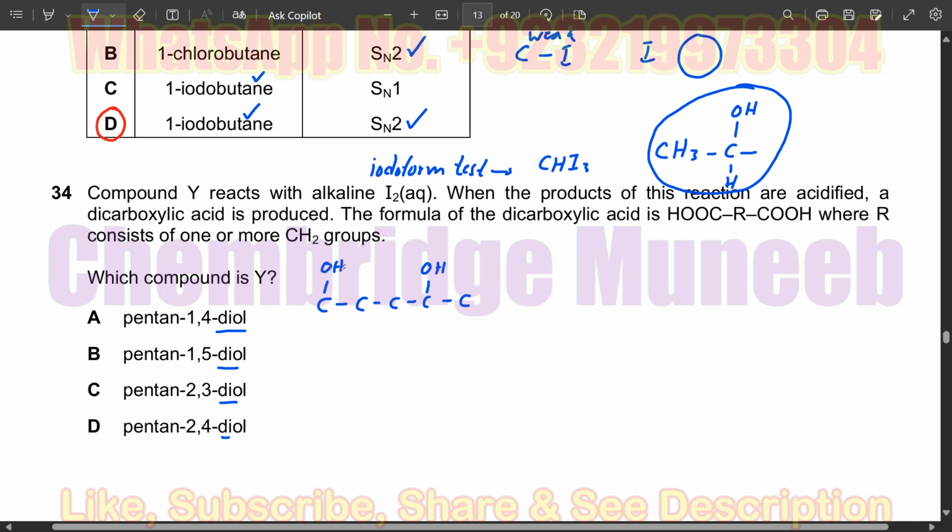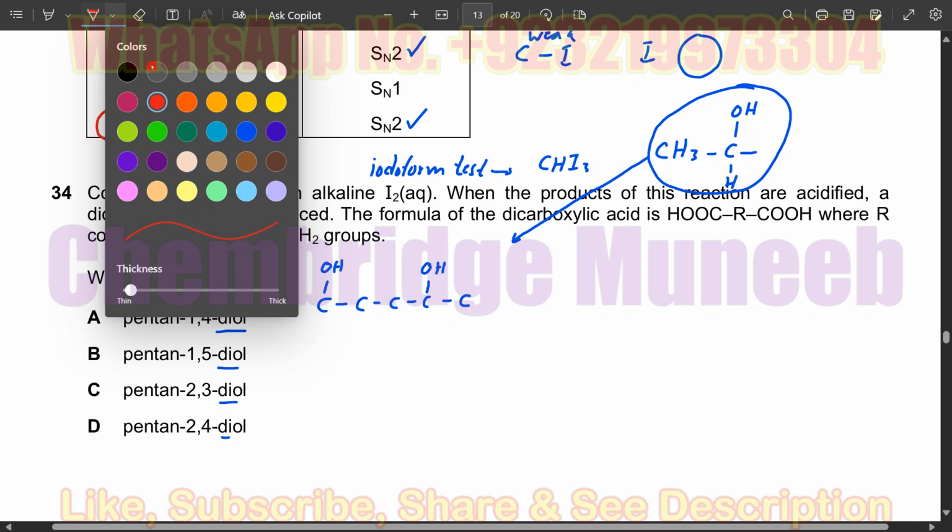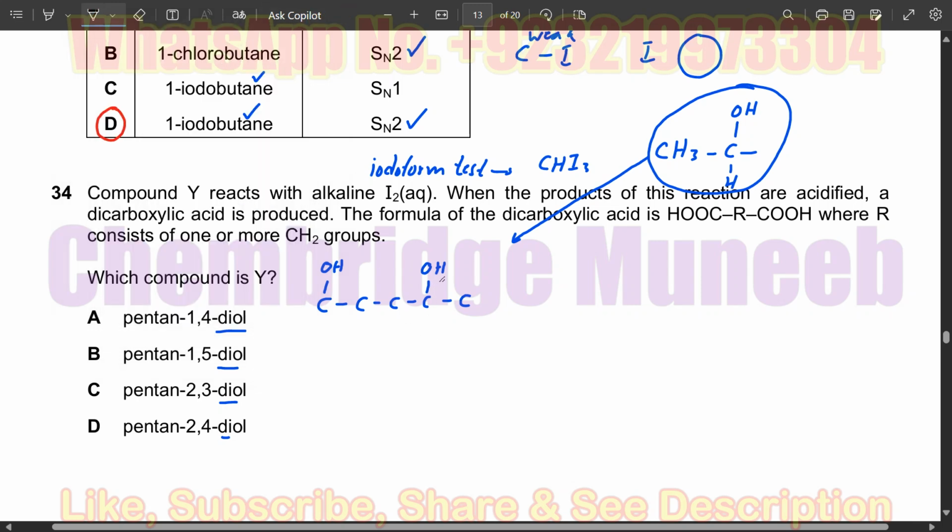No. If we match this part with this given structure, we can see that the right carbon will give the iodoform test. This part will give the iodoform test, but this one will not. Now, if this right part gives the iodoform test, then this part should convert into the carboxylic acid, but not the left part, since the reaction is not carried out.